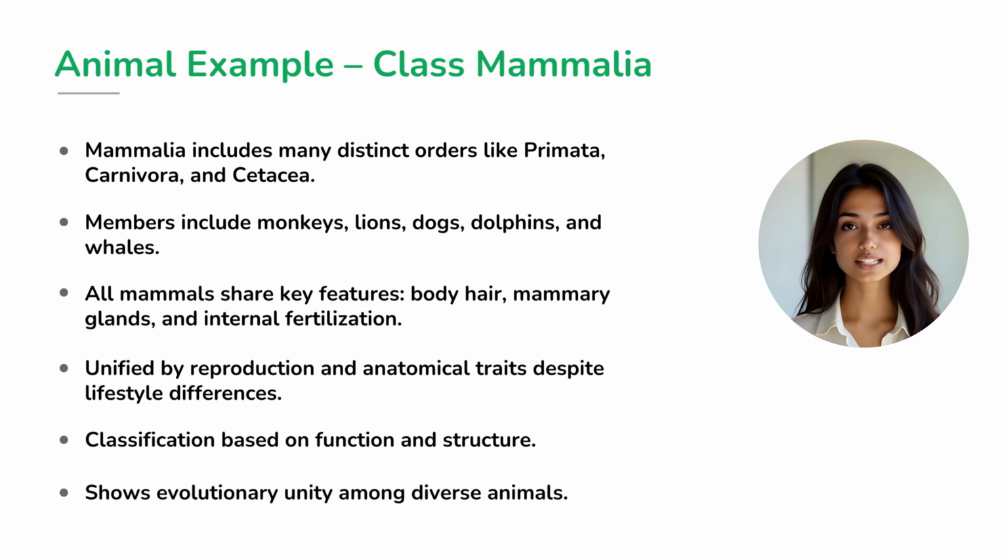Now, even though these animals live in different environments and lead very different lives, they all share a set of key features. They have hair on their bodies, they nourish their young through mammary glands, and they reproduce through internal fertilization. These shared traits unify them under the same class despite their differences in form and habitat.